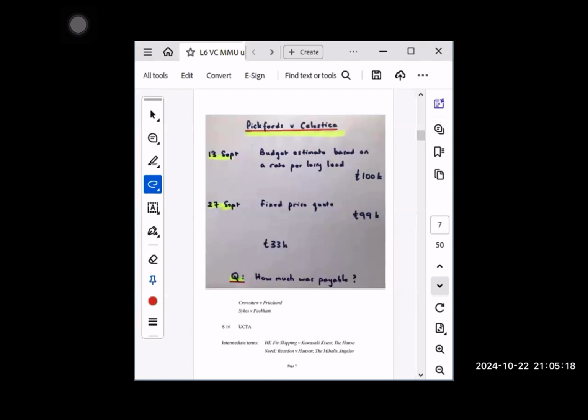The Hansa Nord is about citrus pulp pellets. We've already reminded ourselves of Reardon against Hansen. This is the case about the oil tanker, which was built at a yard 300 miles away. We have also revised the case of the Michaelis Angelos, when the ship was not ready to load the goods on the 1st of July. This was a very serious breach, entitling the innocent party to treat the breach as a repudiated breach.